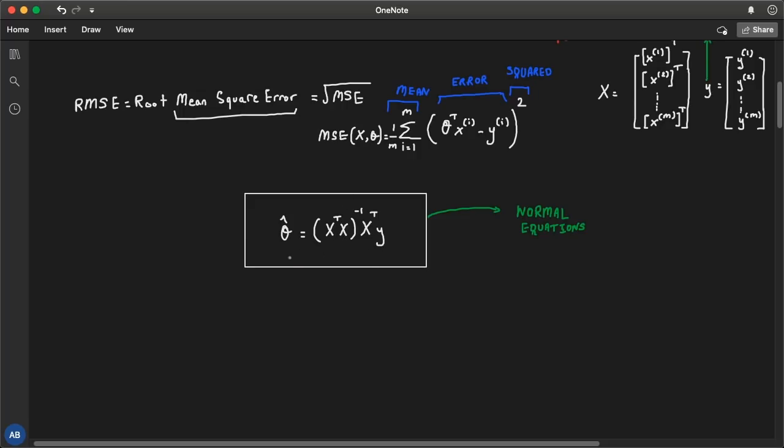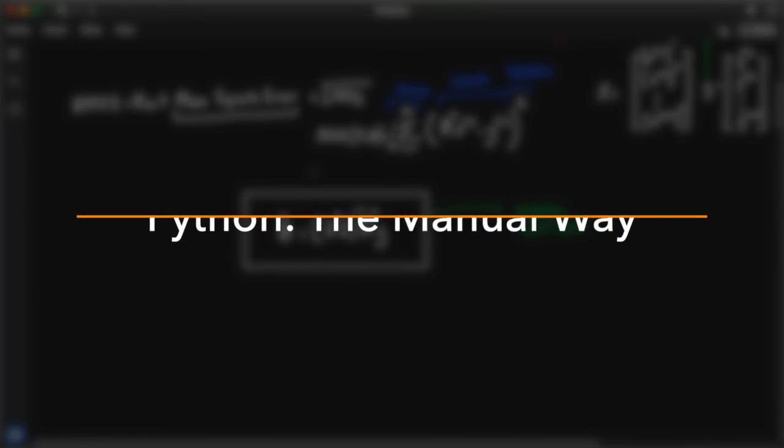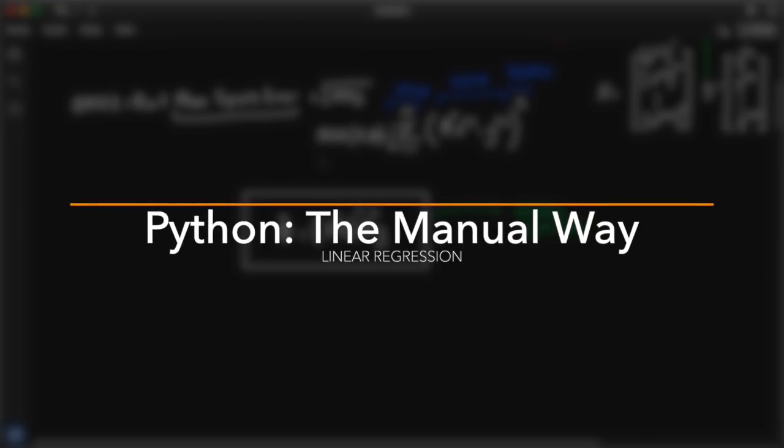Derive this. Okay, so given your training set and your target values, you can go straight ahead and do this simple calculation to get your theta hat. That is the theta that minimizes the error between predicted and actual target values.